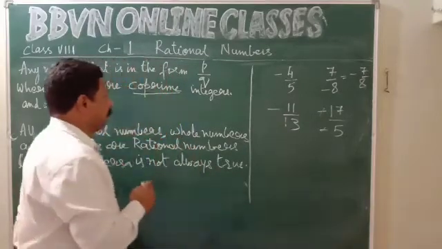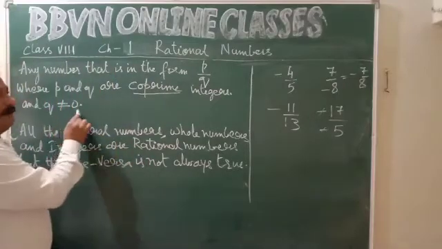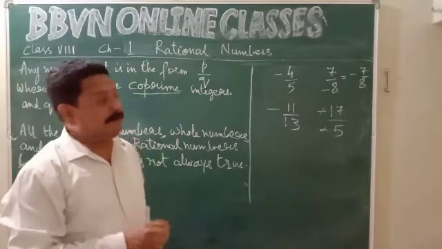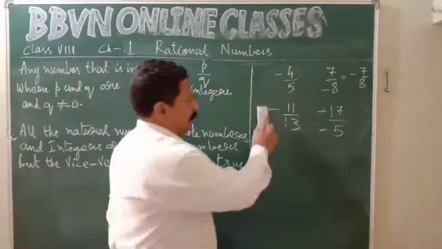So this is how we can write integers in the form P upon Q. One more condition: Q is not equal to 0. Denominator of a rational number cannot be 0. Why should it not be 0? Let's see.